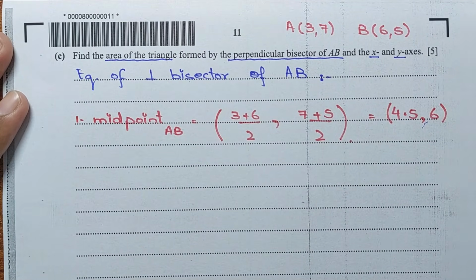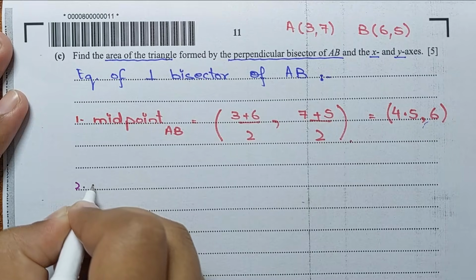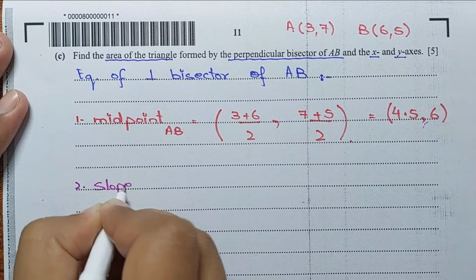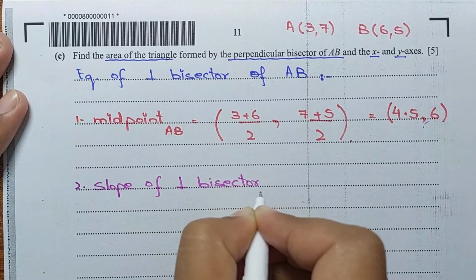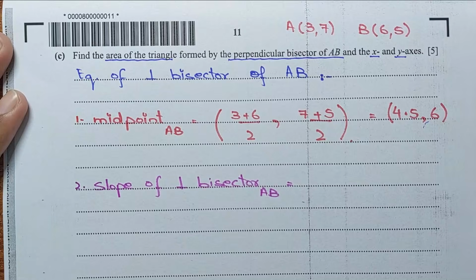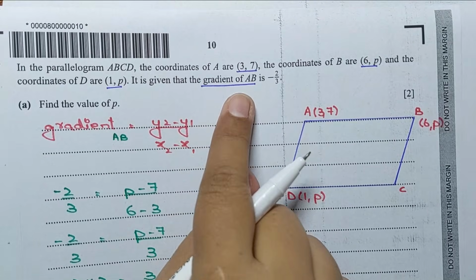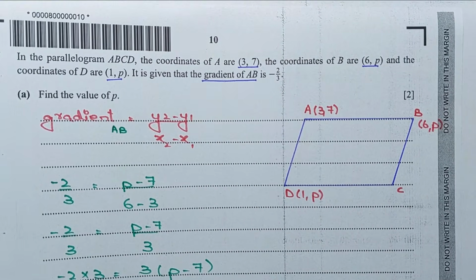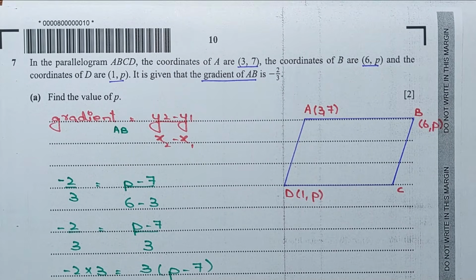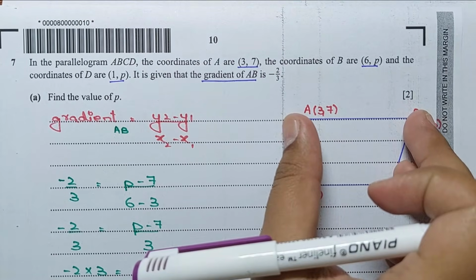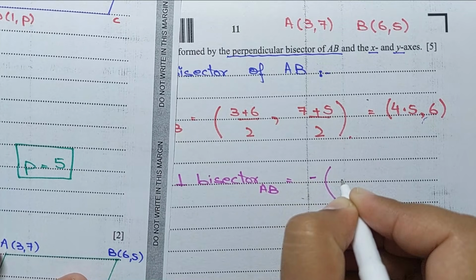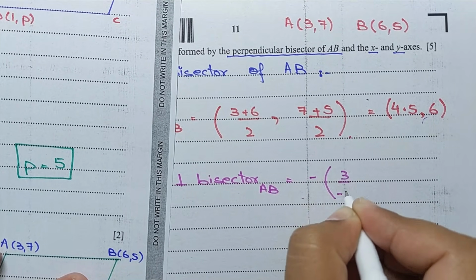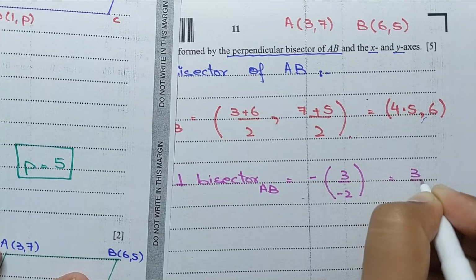And the second thing we need is the slope of the perpendicular bisector of AB. As we know, the slope or gradient of AB is given, which is minus 2 by 3. The slope of a line perpendicular to AB is the negative reciprocal of this. So negative, and the reciprocal of minus 2 by 3 is 3 over minus 2. So this becomes 3 by 2.